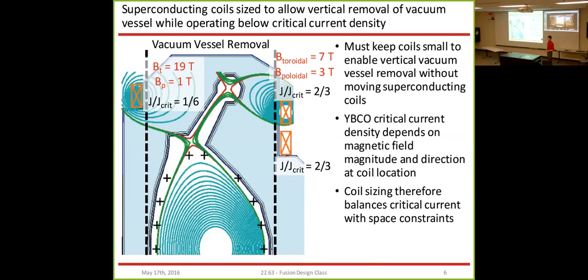And so, as I said, the YBCO, or the high temperature superconductor, critical current density depends on both magnetic field magnitude and direction with respect to the coil. This YBCO is actually a great improvement over previous superconducting technology. As you can see, on this inner coil, we have a toroidal field of 19 Tesla and a poloidal field of 1 Tesla. On these outer coils, it's about 7 and 3 Tesla. And most superconductors wouldn't operate at all or very, very little in these types of fields. But with YBCO, this inner coil is about 1/6 of the critical current density, and these two outer coils are at about 2/3 of the critical current density.